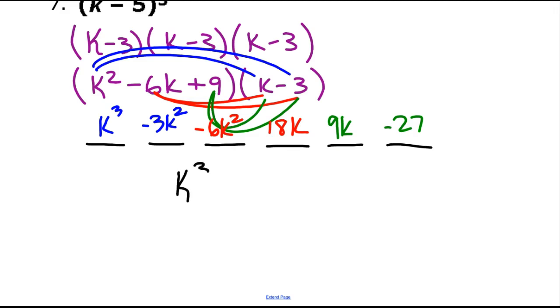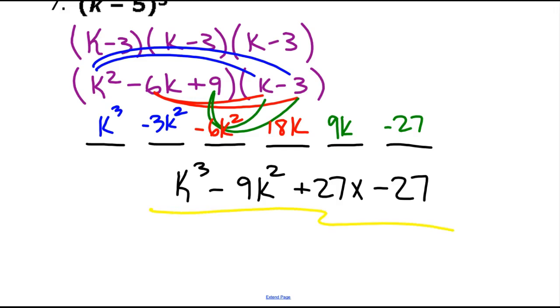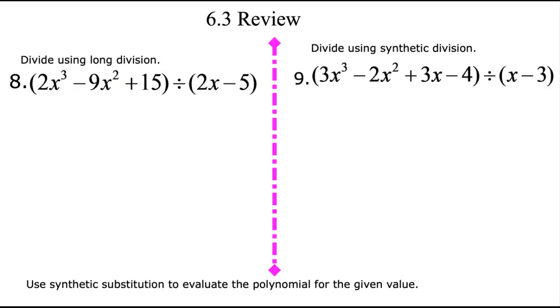So what I got here was k cubed minus 9k squared plus 27k minus 27. And I think that actually would factor by grouping if you, no, maybe not. Anywho, there we go. So that's multiplying. All right, that brings us probably to dividing, everyone's favorite long division. So here we go on the long division.